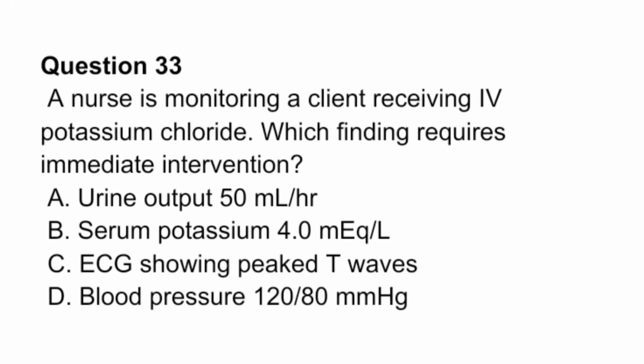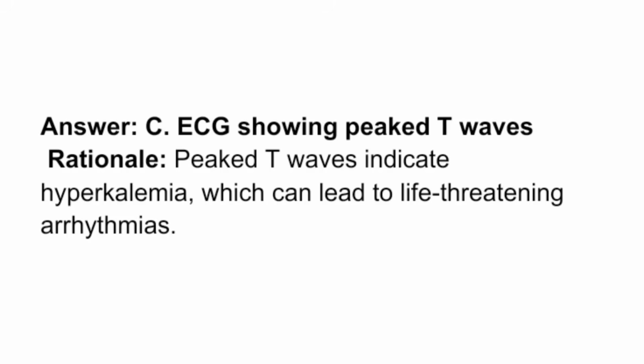Question 33. A nurse is monitoring a client receiving IV potassium chloride. Which finding requires immediate intervention? A. Urine output 50 milliliters per hour. B. Serum potassium 4.0 milliequivalents/L. C. ECG showing peaked T waves. D. Blood pressure 120/80 mmHg. Answer: C. ECG showing peaked T waves. Rationale: peaked T waves indicate hyperkalemia, which can lead to life-threatening arrhythmias.